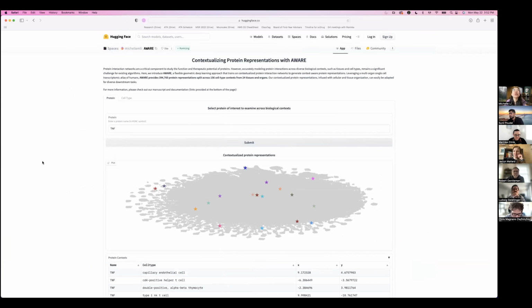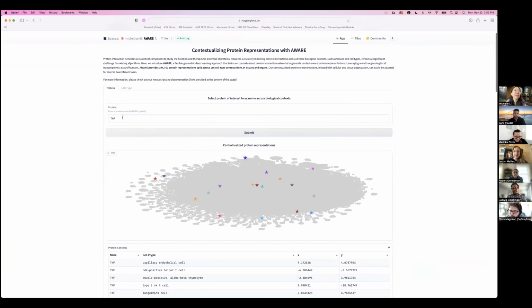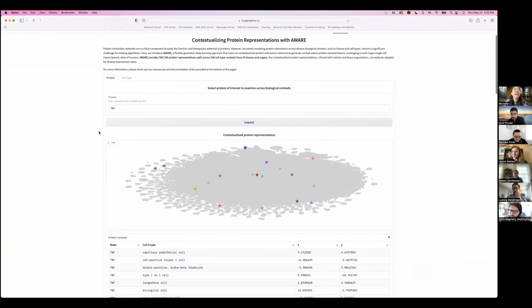So if I were to switch screens, you should be able to see my browser. So we have hosted our method AWARE, the complete model for AWARE on Hugging Face, which you can already access. And you can take a look at our embeddings at 2 different levels, at the protein level and at the cell type level. So suppose you have your favorite protein. I've entered TNF just because it's great. And you can press submit.